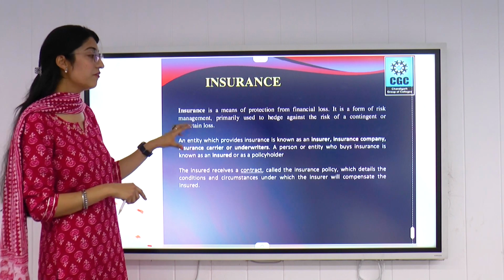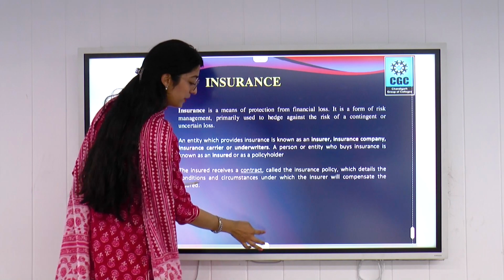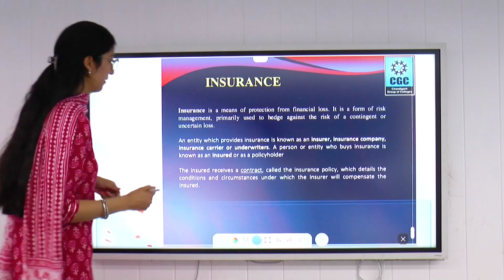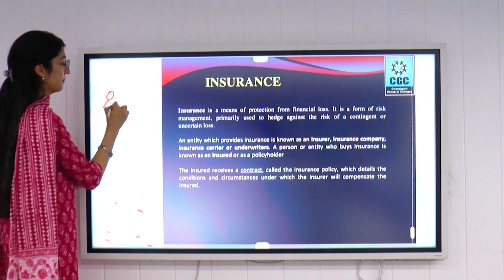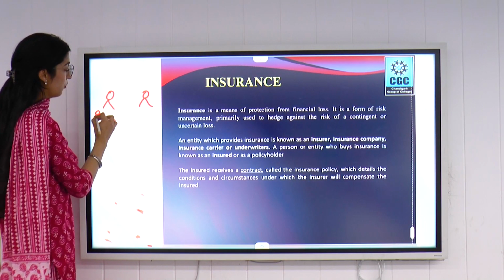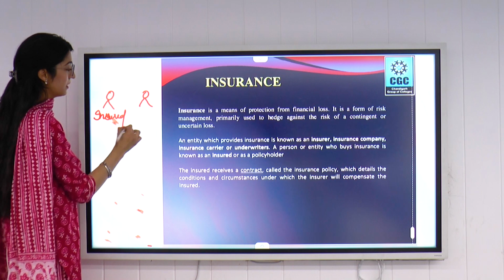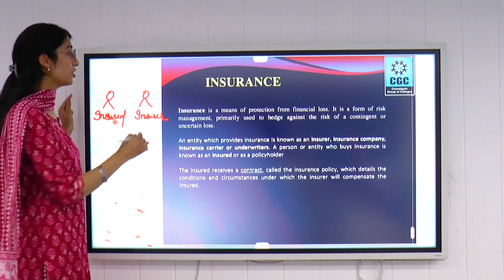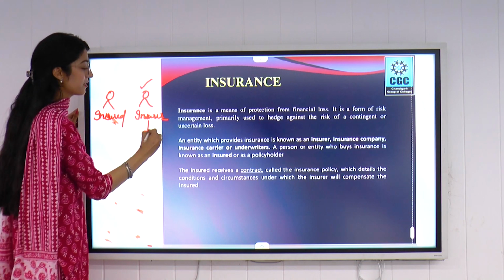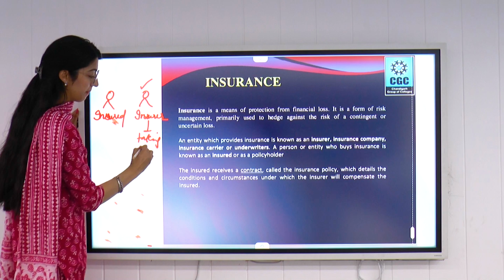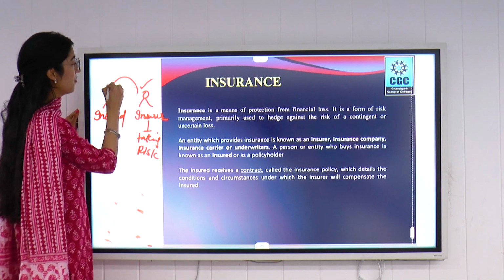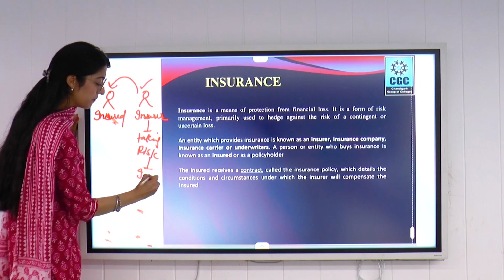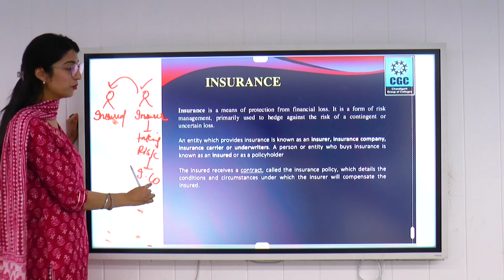Now, very importantly, we have two parties over here. One is the insurer and another is the insured. The person who is taking risk on behalf of the other party is known as the insurer. We call it an insurance company as well. जिसको insurance company भी बोलते हैं.